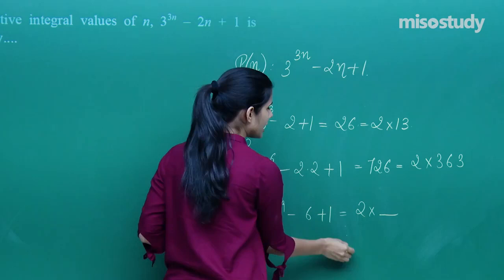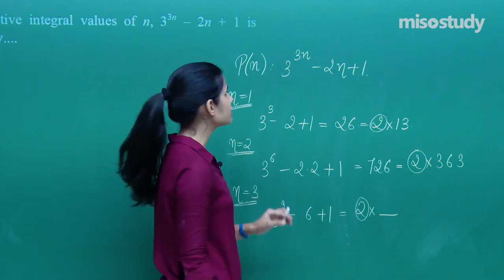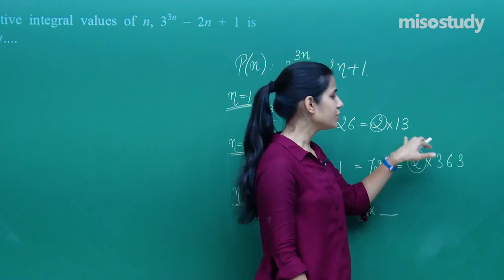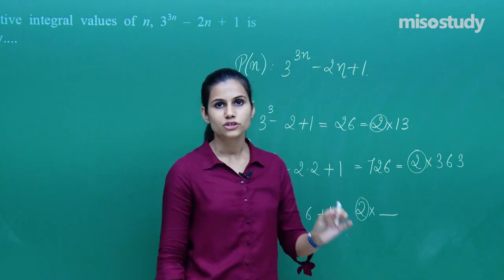And therefore, each time, for different values of n, my expression is coming out to be written as 2 into something, 2 into something, 2 into something, which means all these numbers for every value of n are divisible by 2. This expression for every value of n is actually divisible by 2.